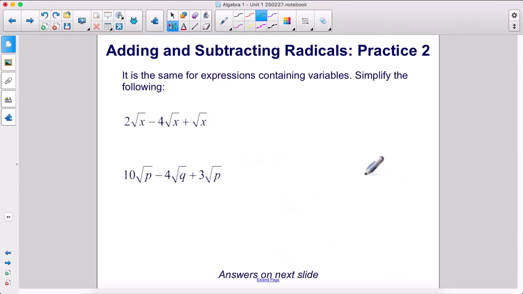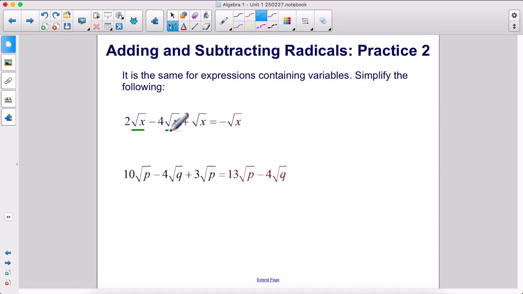It is the same for expressions containing variables. Simplify the following. All right, we have a square root of x, a square root of x, and another square root of x, so they're all like terms. Combine the coefficients. 2 minus 4 is negative 2, plus 1 is negative 1. So we get negative 1 times the square root of x.